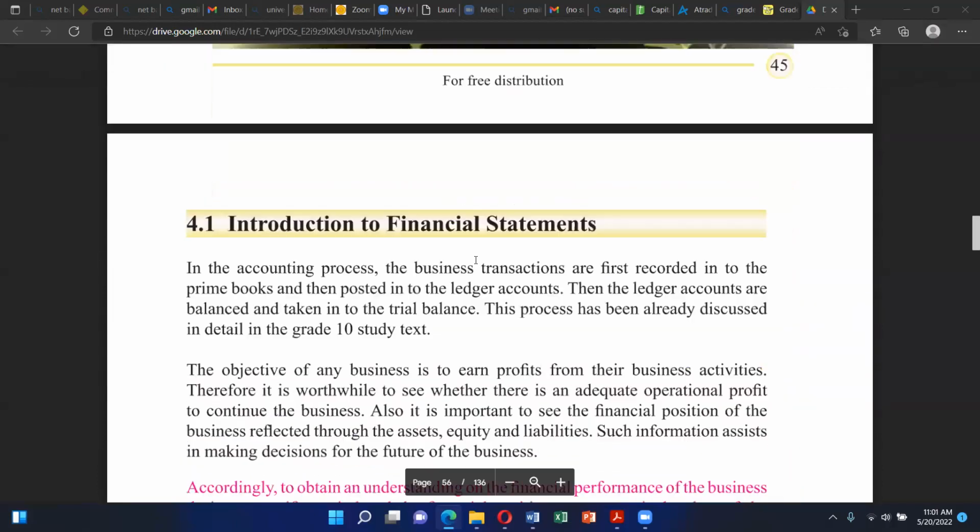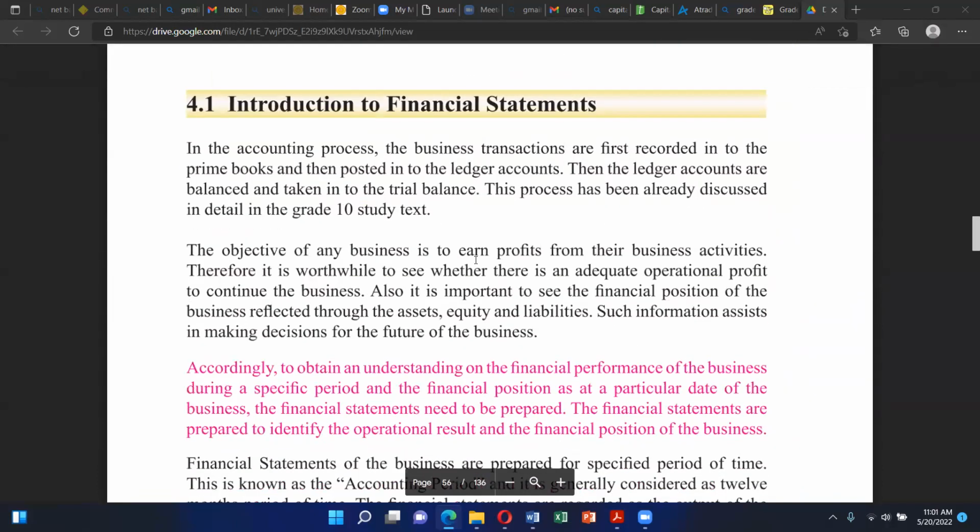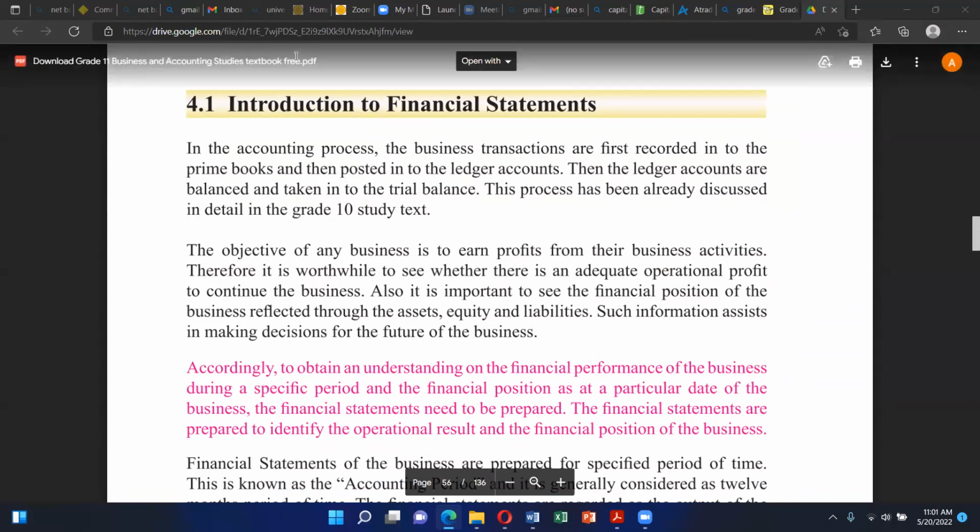Introduction to financial statements. Write this down. Financial statements is considered as the output of the accounting system.